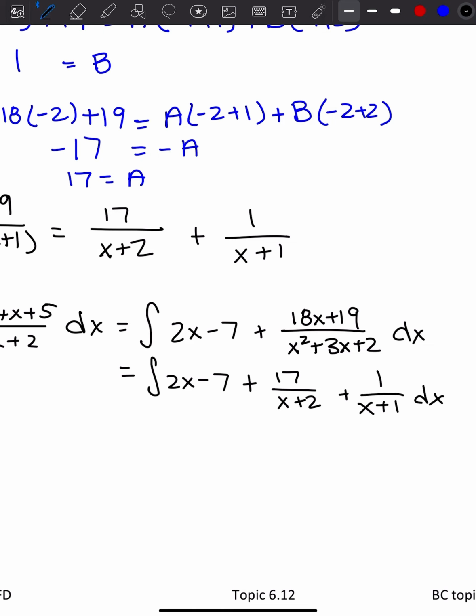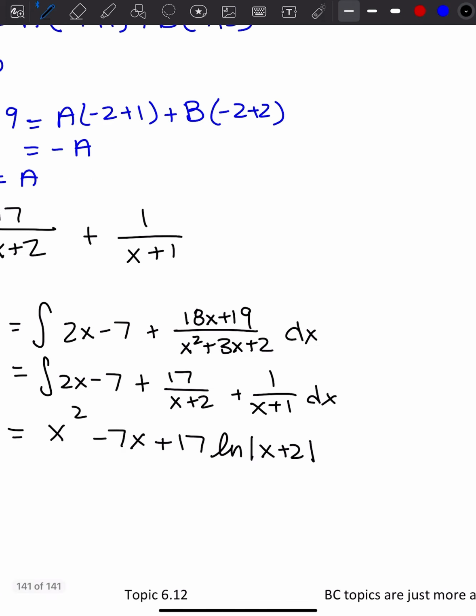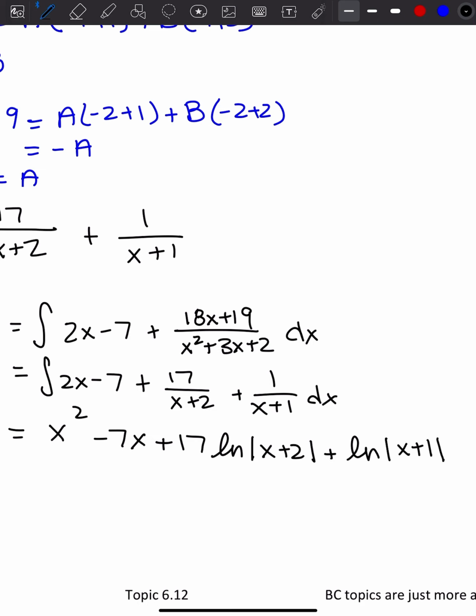So now we're going to take the integral of each piece. So the antiderivative of 2x is x squared. The antiderivative of minus 7 is minus 7x. We have 17 over x plus 2, so we're going to do the natural log. I'm going to put 17 out front because it's a coefficient. So 17 times the natural log of the absolute value of x plus 2. And then we have a 1 over x plus 1. So 1 times the natural log of the absolute value of x plus 1. And then plus C.